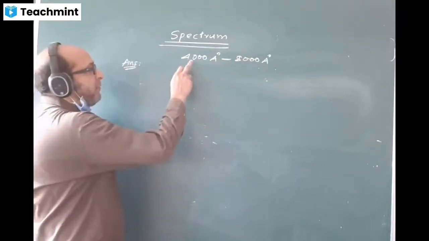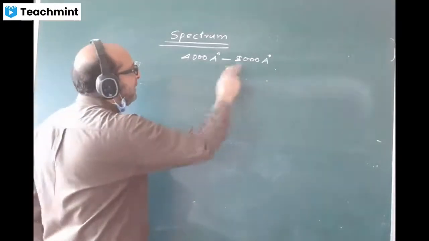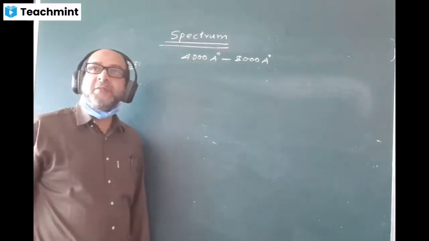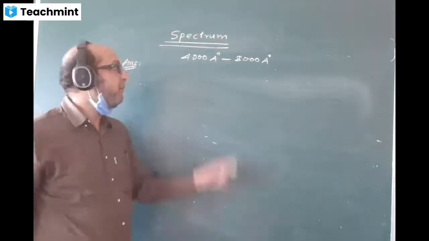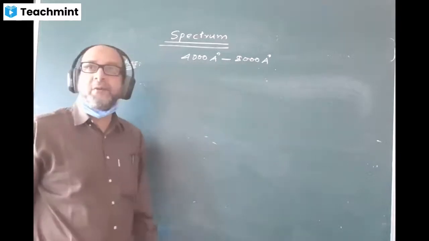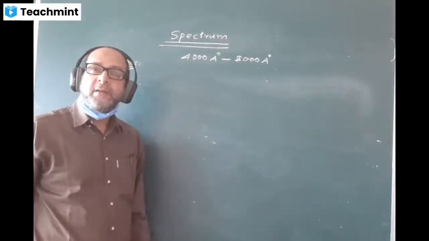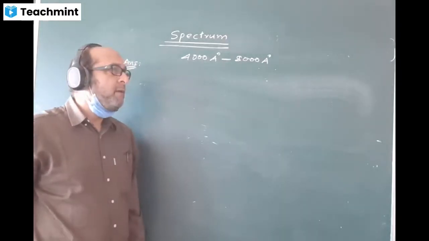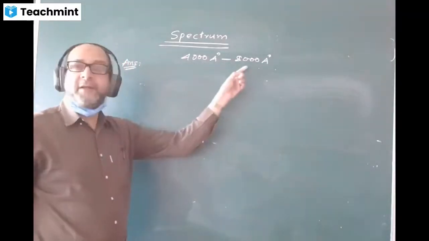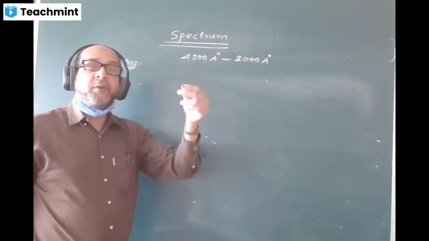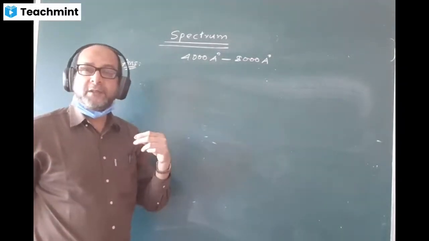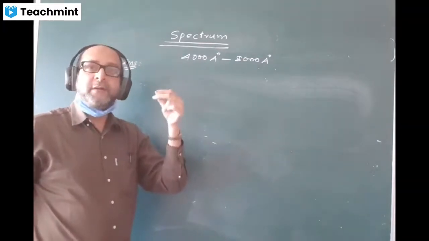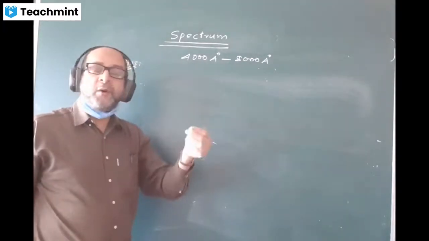So the range of wavelength of the visible light is 4,000 angstrom to 8,000 angstrom. We have to find minimum frequency. Which of them will have minimum frequency? 4,000 angstrom or 8,000? Which wavelength will give you minimum frequency? 8,000. When the wavelength is more, frequency is less. Inversely proportional, exactly.